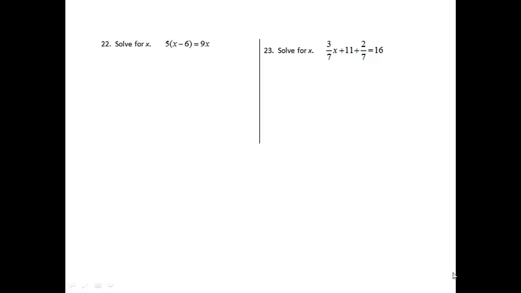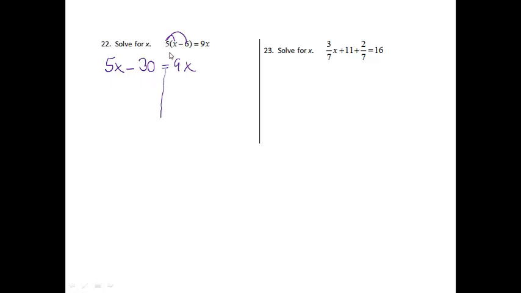22. Solve for x. 5 times the quantity x minus 6 equals 9x, right? The first thing that we would like to do is distribute that 5 to both parts. So 5 times x is 5x. Bring down your minus sign. 5 times 6 is 30, and then it equals 9x.